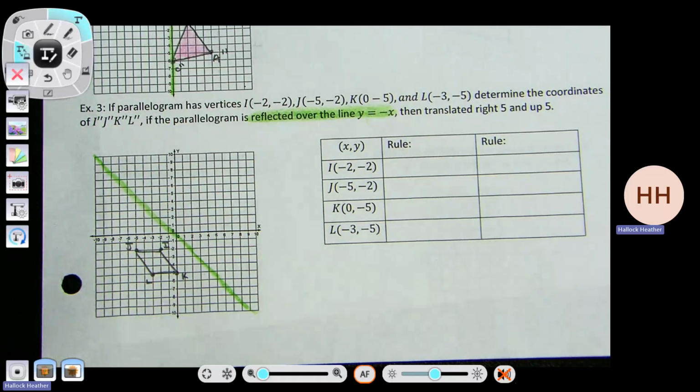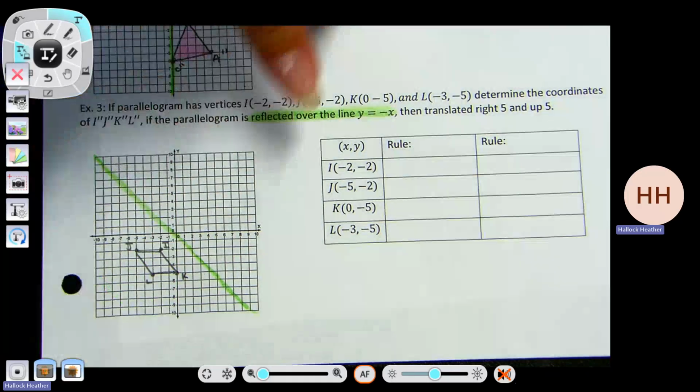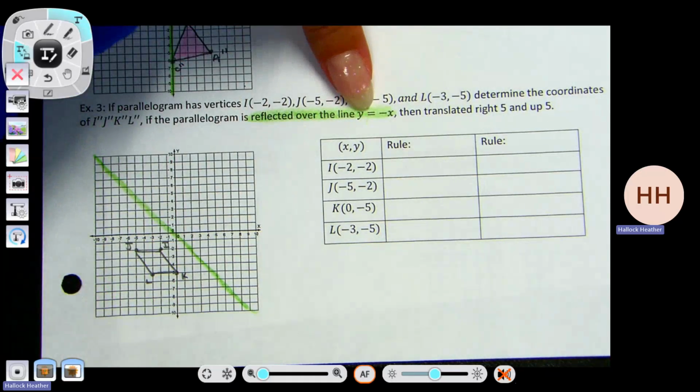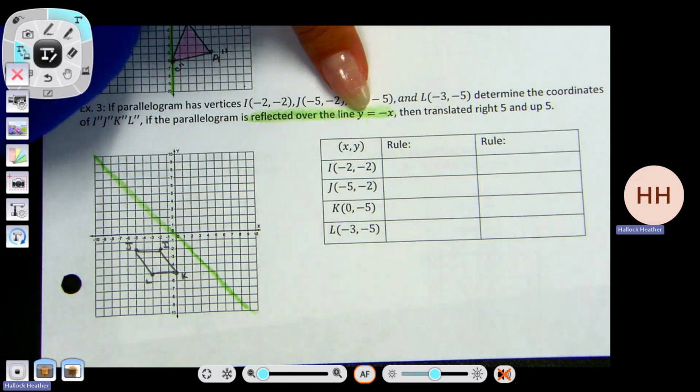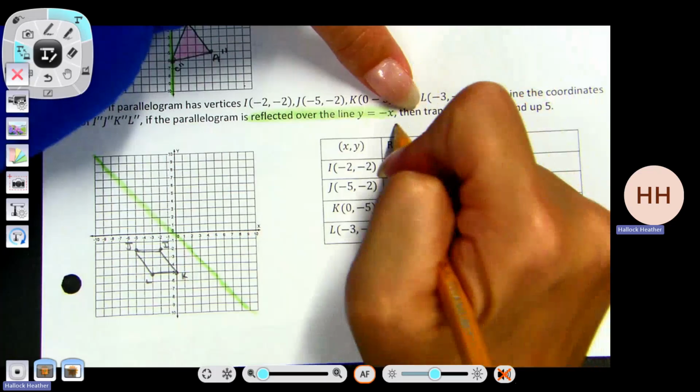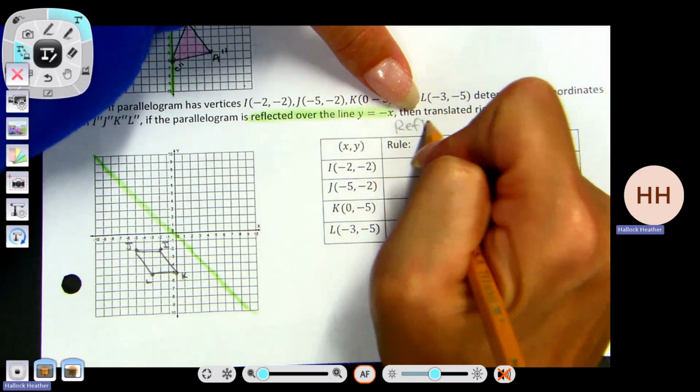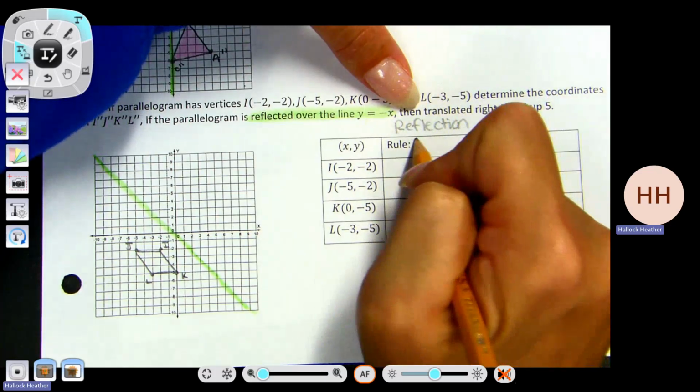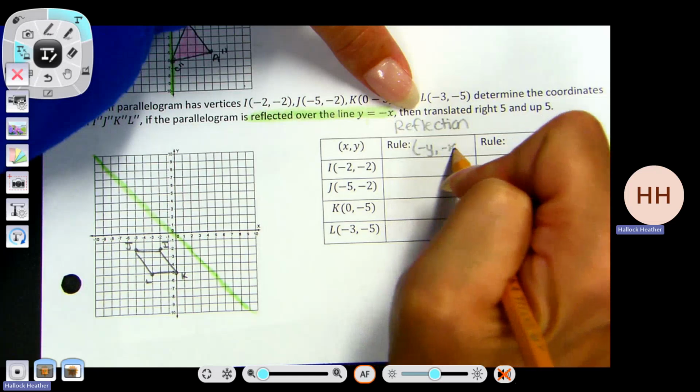There's only two so far that you need to remember for the EOC. The rule for this is on that poster. We're going to flip it and we make it negative. So the rule for the reflection is negative y, negative x.